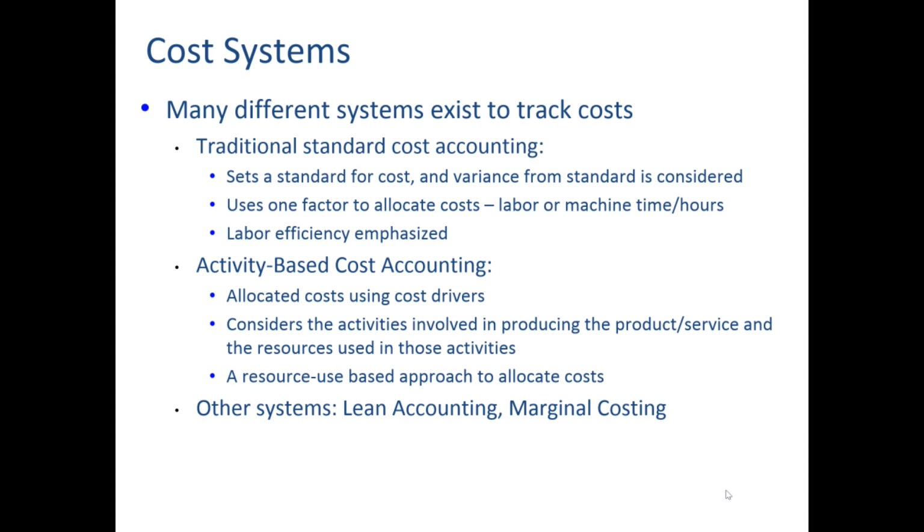There are many different systems that exist to track costs and allocate overhead costs. The traditional cost system sets a standard for the cost and then compares the variance from that standard when assessing performance. They often use one factor to allocate the overhead cost, and that could be labor hours, machine time, or machine hours, or a variety of other different factors. Activity-based cost systems use cost drivers that are based on activities and the resources consumed in performing those activities in order to allocate overhead costs. This will be covered in greater depth in a separate session. There are other cost systems such as lean accounting and marginal costing, but we won't spend time talking about those systems here.